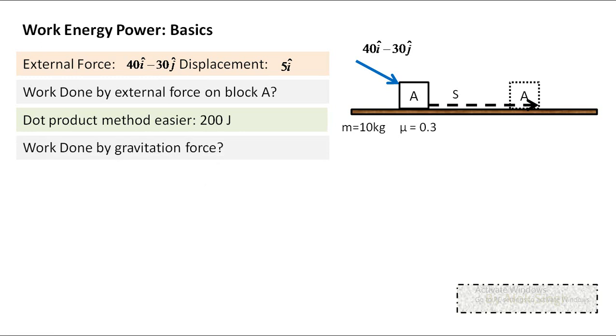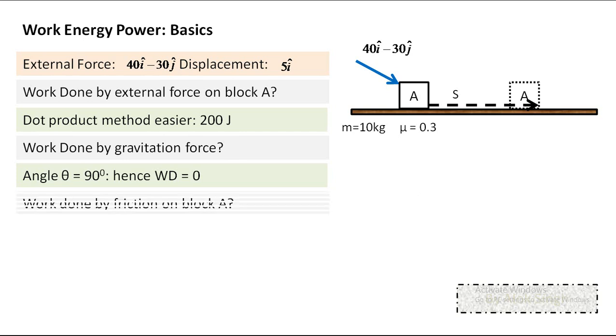What will be work done by gravitational force here? This is the displacement. Which direction does the gravitational force act? Gravitational force acts in the downward direction. So what would be the angle between gravitational force and displacement? Angle is 90 degrees. Hence the work done by gravitational force will be equal to 0.